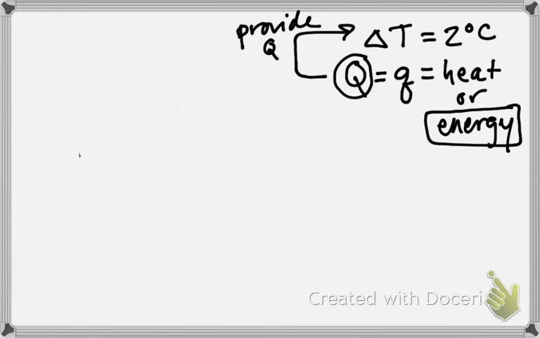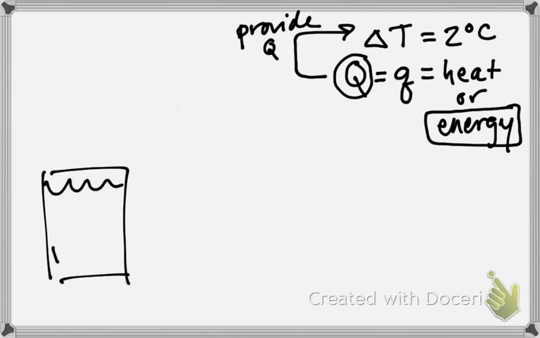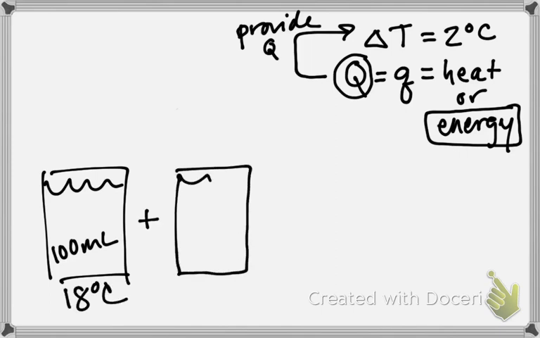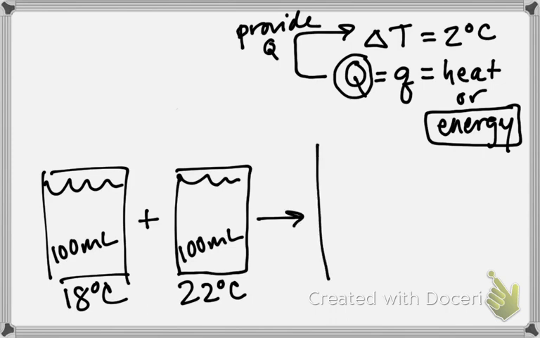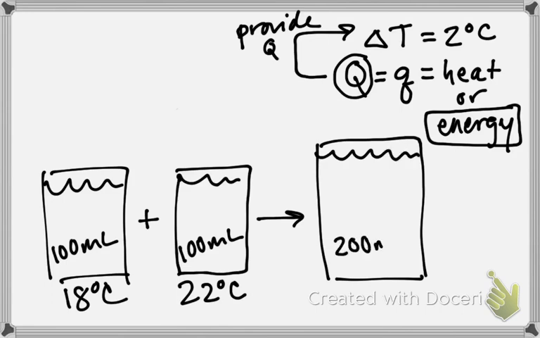So let's see. There's one example. We had a group that was like, okay, let's take 100 mils of water, and we're going to have it be at 18 degrees Celsius. And we're going to combine it with another 100 mils of water at 22 degrees Celsius. And what happened in that case is you get a much bigger bucket of water, right? So we end up with 200 milliliters of these two mixed together, right? And it turned out that that worked pretty well. So we were pretty close to 20 degrees Celsius.